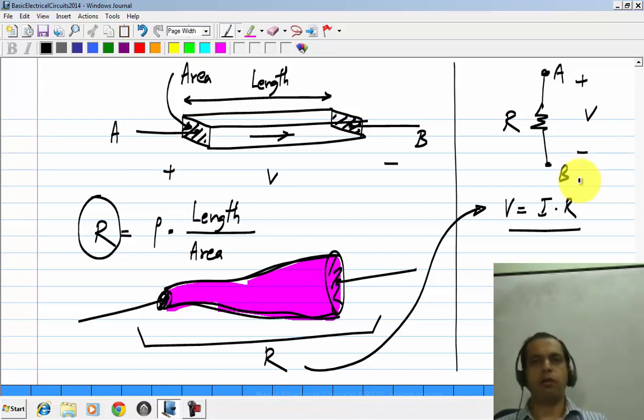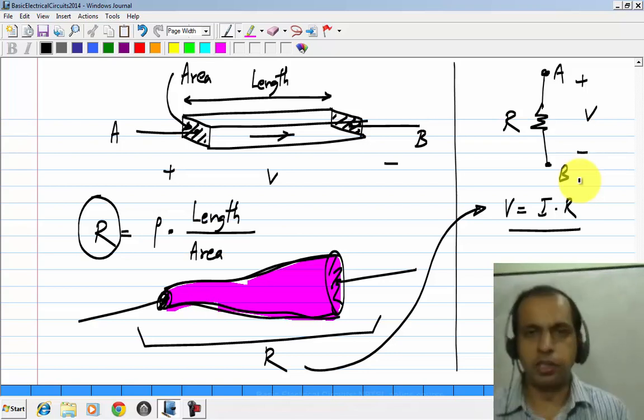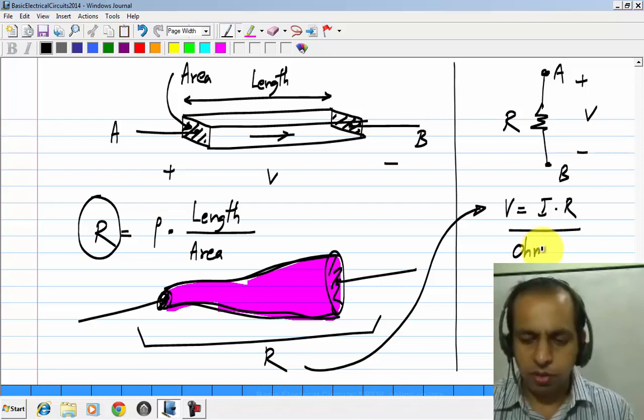If you do want to calculate how much resistance a bar contributes between some terminals, you do need to use electromagnetics, but once that resistance is determined, you can make circuits with it and analyze circuits with it by using the terminal characteristics, which is given by Ohm's law. Okay.